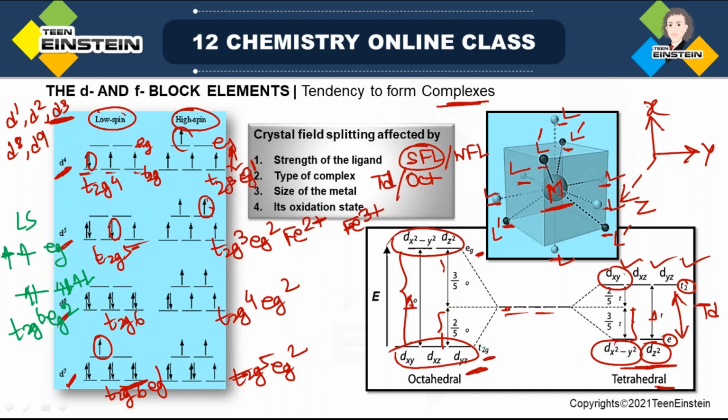But if you consider the d8 system for high spin, how do we place the electrons? 1, 1, 1, then you move to Eg. But the 6th electron you have to place here, then the 7th electron, 8th electron. See, this is also t2g6 eg2. So both are actually the same. There is no difference in electronic configuration. That is why for d8, d9 and d1, d2, d3, the low spin, high spin concept is not applicable. It is only possible for d4, d5, d6 and d7. Okay, any doubt?